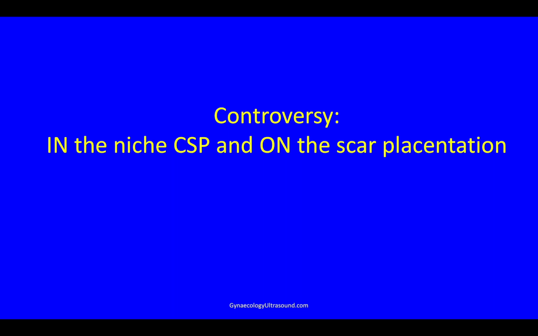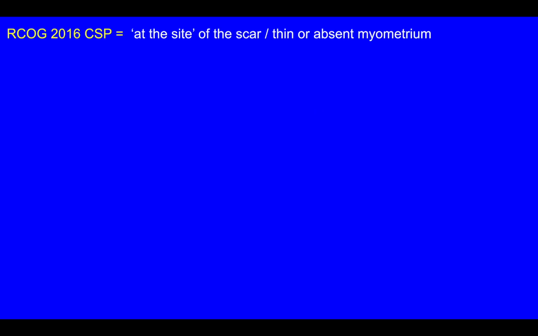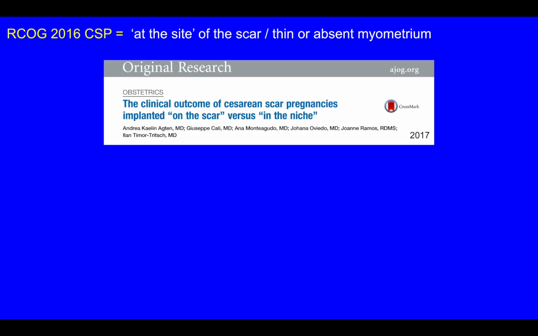So we now know what a Caesarean scar pregnancy is and the difficult things to look out for. But there's a little bit of controversy here about an in-the-niche scar pregnancy and what to call on-the-scar placentation. So in 2016, the definition of a scar pregnancy had to be at the site of the scar with thin or absent myometrium.